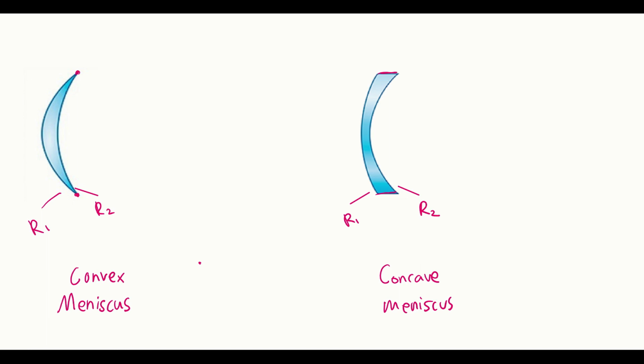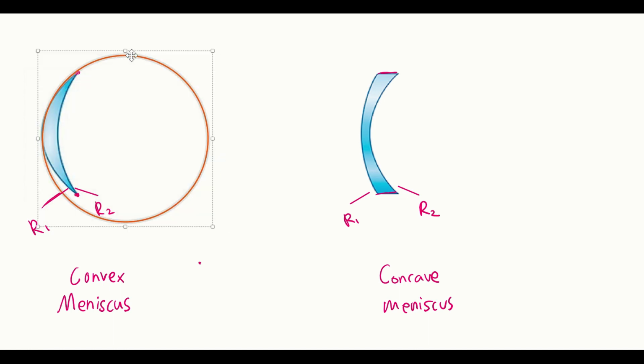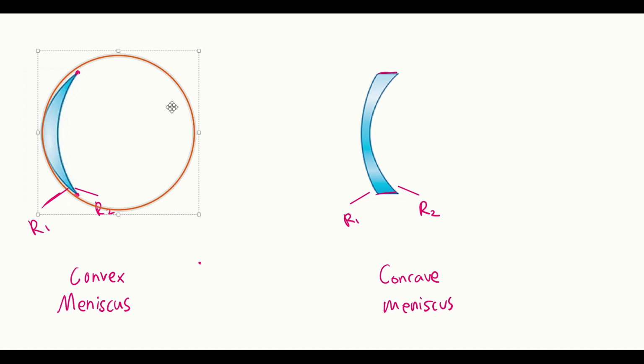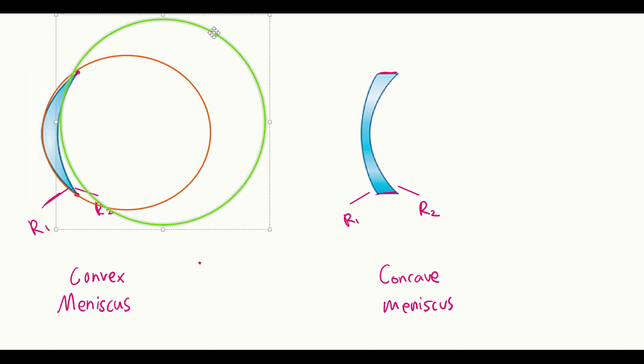If we complete these two circles, we have two curves here, the curve for R1 and the curve for R2. If we complete this part of the circle, curve 1 here, this is the circle for R1. And if we complete the circle for R2, the second surface, this is the circle for the second surface.